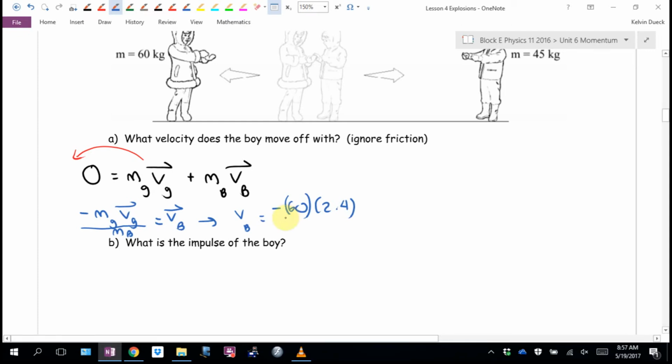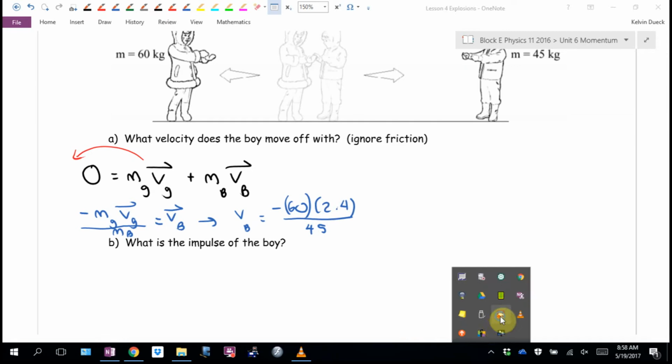What was the mass of the boy? 45? Yep. Give me 1 second here. Pause the video. Hang on 1 second here. What do you get?